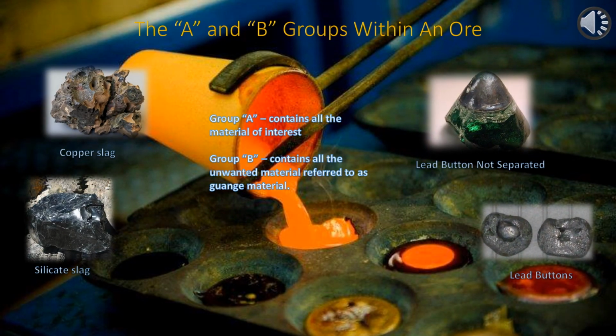The A and B group concept is important in terms of pre-concentration and collection. Your ore will have two groups of material constituents. The first of the two groups, Group A, will contain all the wanted metals of interest that you are trying to collect. For the gold miners, it would be your gold, silver, and the platinum group metals. Group B will consist of all the unwanted or material of non-interest. This would be the gangue material. In summary, Group A will be your lead button, and Group B will be the slag.